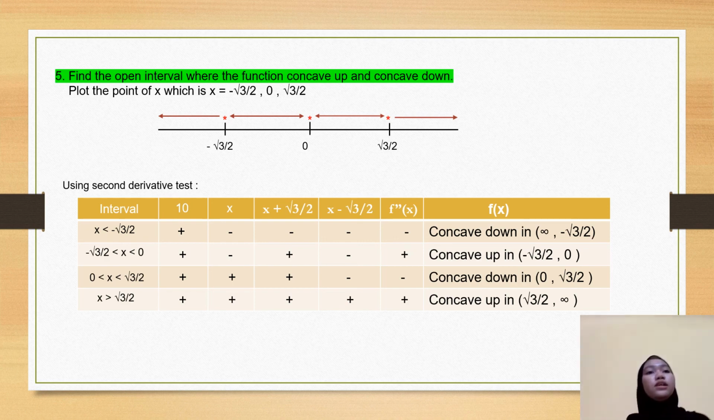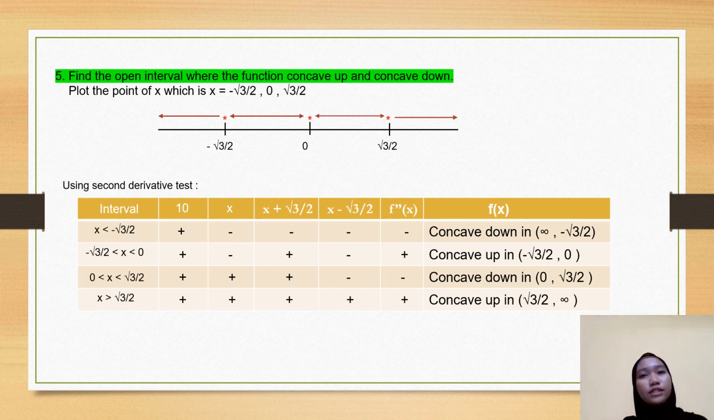Now let's go to the next slide, which is to find the interval where the function is concave up and down. We need to plot the points of x, which are negative root 3 over 2, 0 and root 3 over 2. And we can build the table to know the sign, so that we can know whether the function is concave up and concave down. So for the first column, x smaller than negative root 3 over 2, for 10 we got positive, for x we got negative, here we got negative, negative.